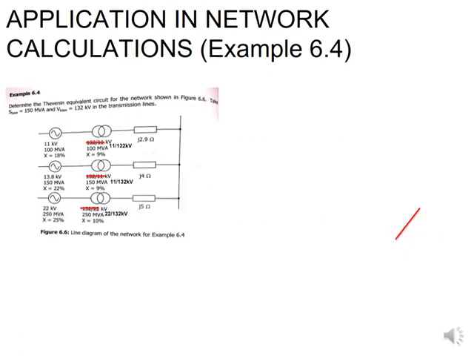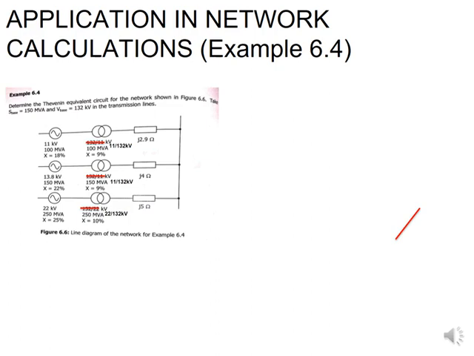Then we come to example 6.4. In this example, you now have multiple systems going into a bus bar. So you've got 3 generators, or 3 generating stations, all feeding into one network at the end of the day. They're asking that we determine the Thevenin equivalent circuit for the network that is shown, and we must take S base as 150 MVA and V base as 132 kV on the transmission lines.